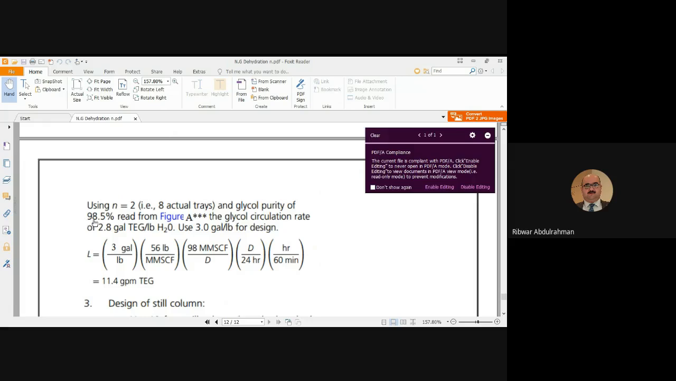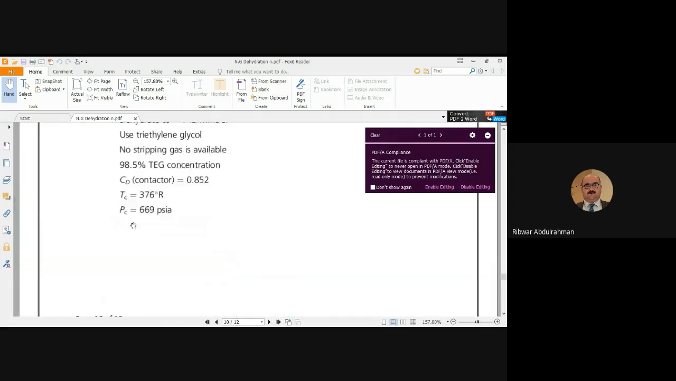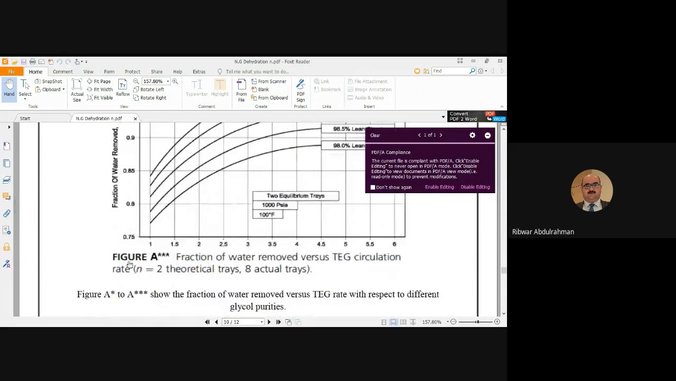in the problem, 98.5%, from figure triple star. So this figure that I mentioned, figure triple star, is the fraction of the water removed by various TEG circulation rates that adopt 2 theoretical trays or 8 actual trays.